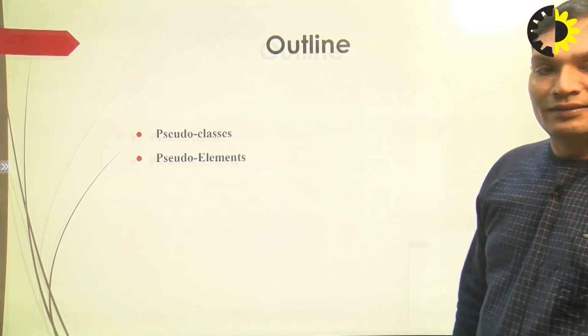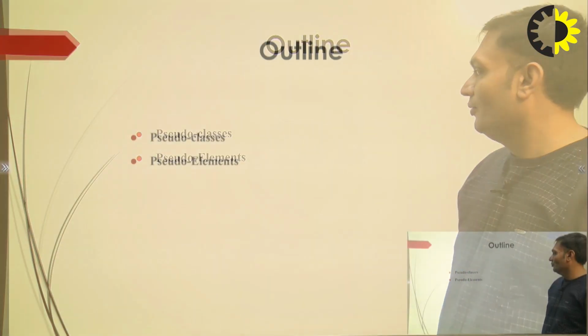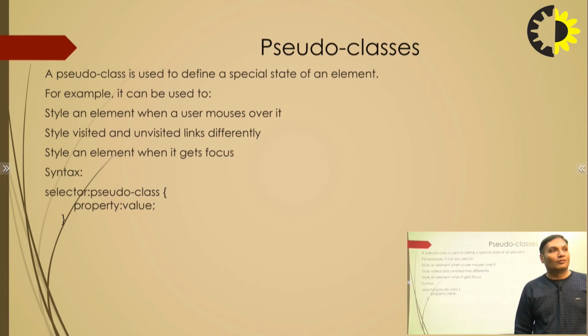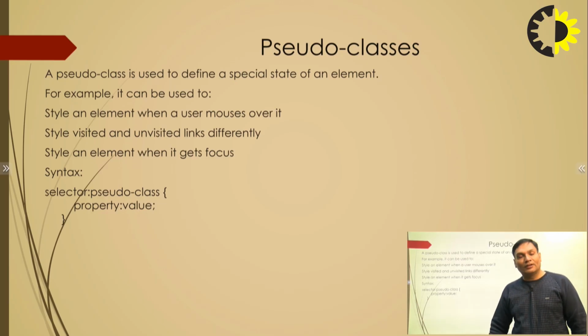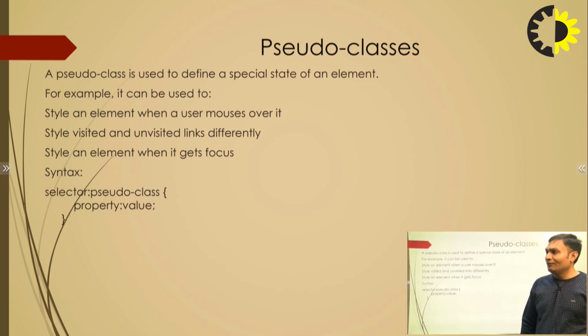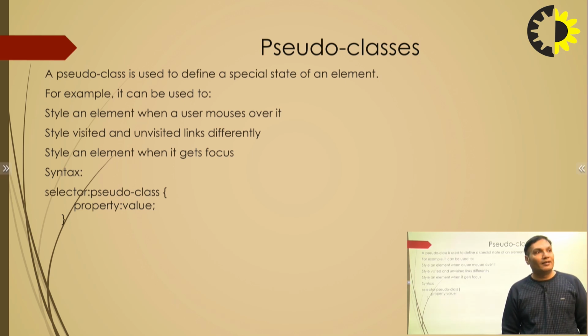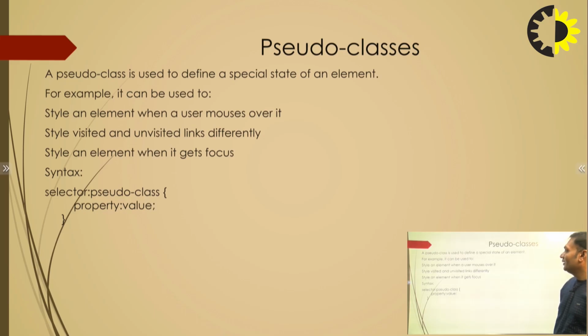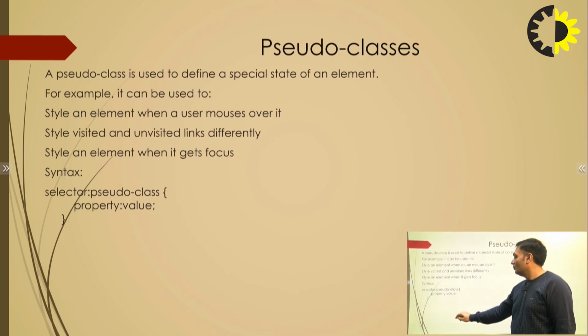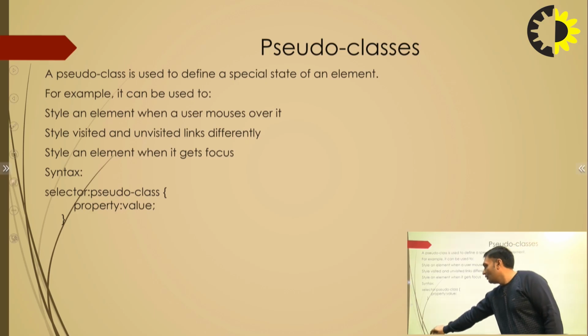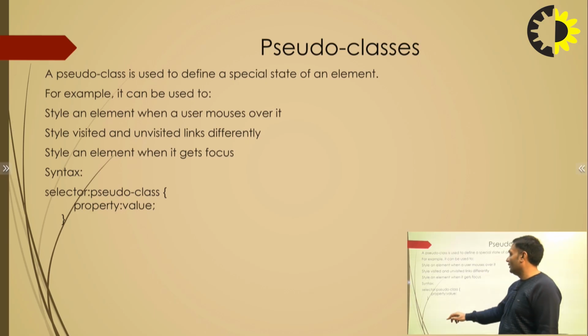So the outline of today's lecture will be pseudo-classes and pseudo-elements. What is a pseudo-class? A pseudo-class is used to define a special state of an element. We have various elements inside the HTML tag, and if we want to use the special state of an element, we can use a pseudo-class. For example, to style an element when the user mouses over it, we can use a pseudo-class.